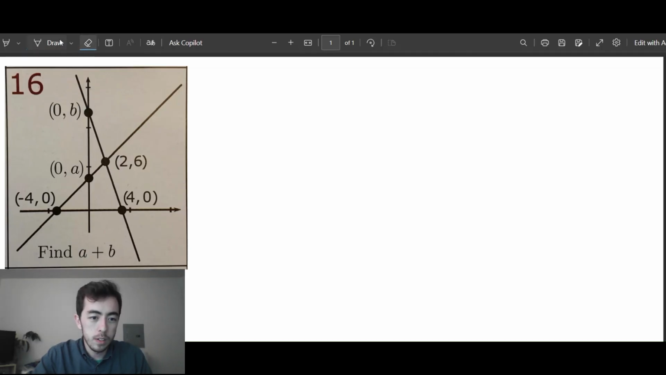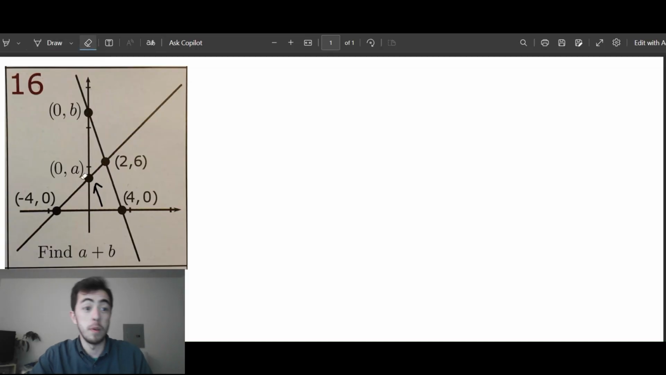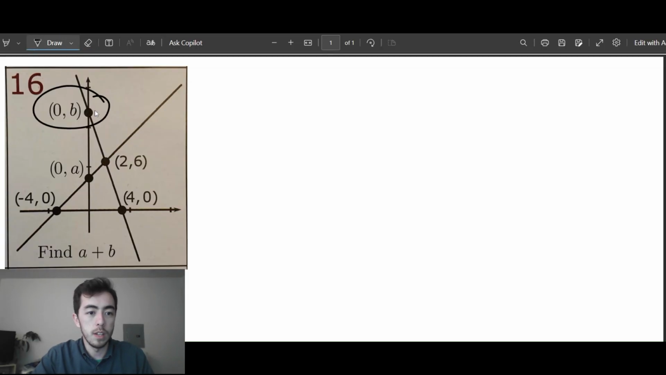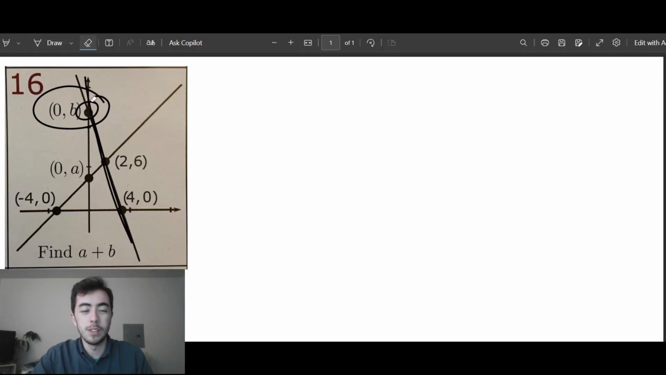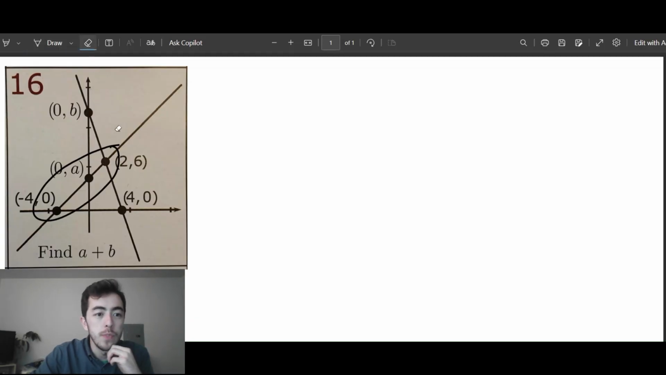Okay. Looks like A is talking about this point, and it's along this line, so we should learn something about that line. And then B is involved in this point, and it's on the other one. So we should learn something about both lines to figure out what A and B are. I notice that these 3 points are collinear. That means they're all on the same line, and so the slope to get to here should be the same to get to there.